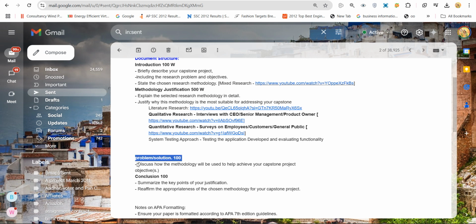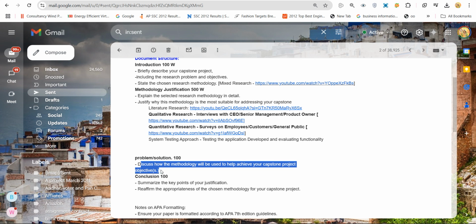Next one is the problem solution. Same thing. Whatever we discussed here, from that we extract a brief on how the research methodology will help the capstone achieve its objectives. That has to be discussed here. Very simple thing. When you complete the previous part effectively, this is a very easy task. You can straight away write it.